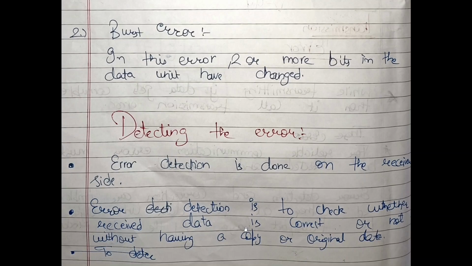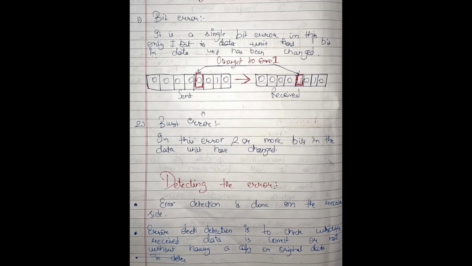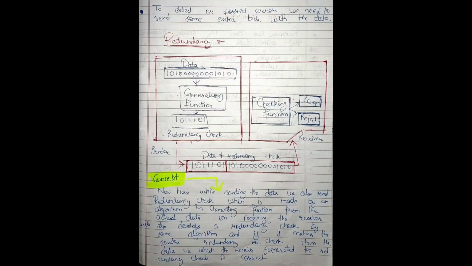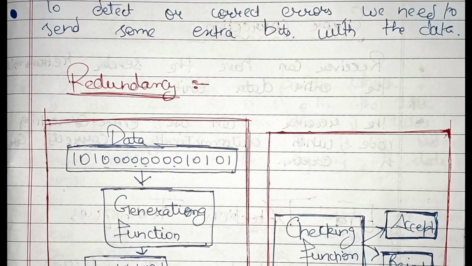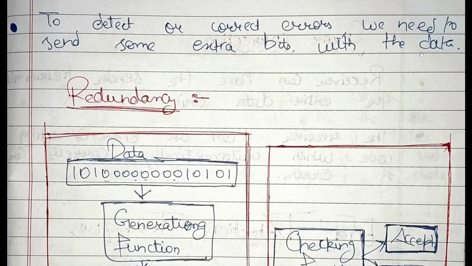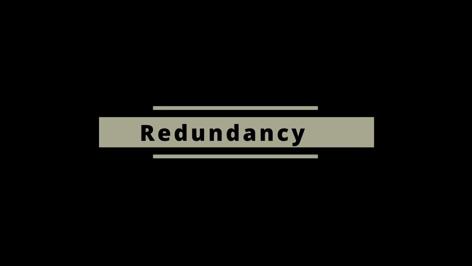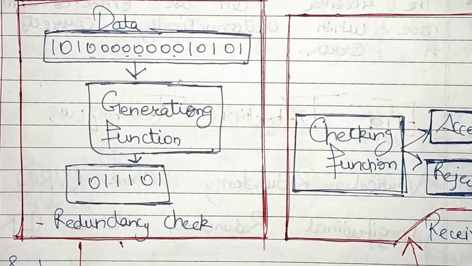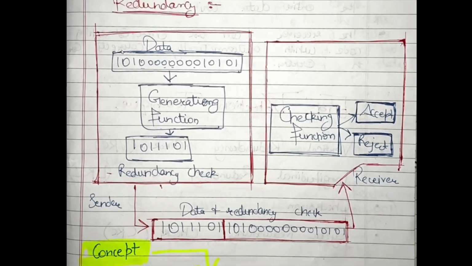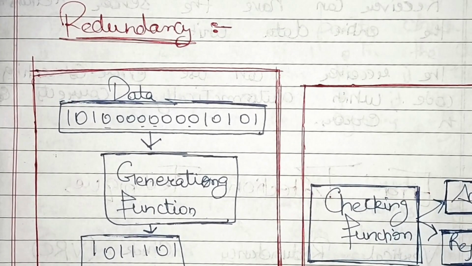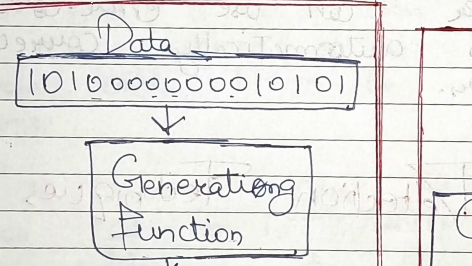Alright, now how is this challenge dealt with? To detect or correct errors, we need to send some extra bits with the data. You will come to understand this point after reading about redundancy. What is redundancy? Now look here. Suppose this is your data. This is the data that you are transmitting.